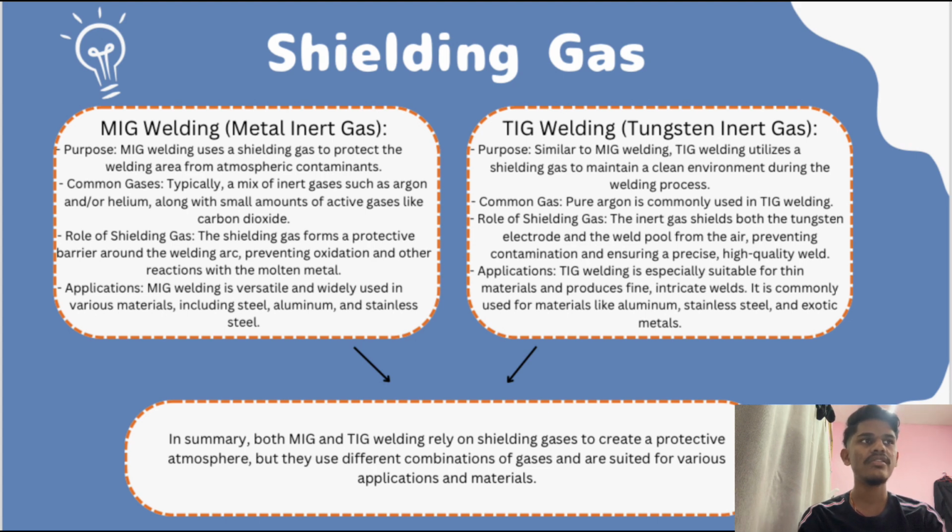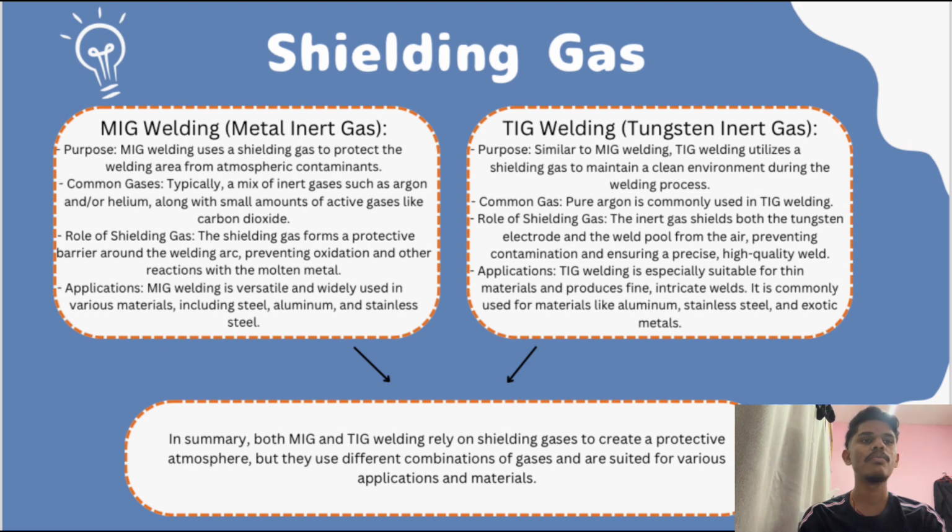Role of shielding gas. The inert gas shields both the tungsten electrode and the weld pool from the air, preventing contamination and ensuring a precise, high quality weld. The applications: TIG welding is especially suitable for thin materials and produces fine, intricate welds. It is commonly used for materials like aluminum, stainless steel and exotic metals.